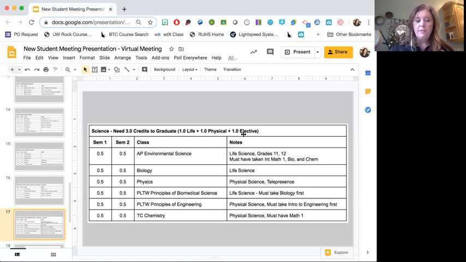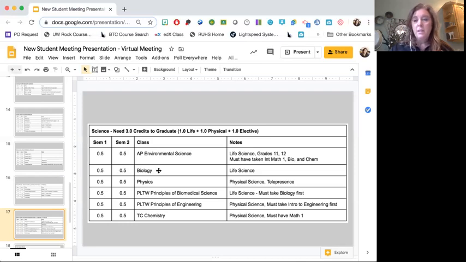So some of our offerings are AP Environmental Science. That is a year-long class. It is an AP class, which means you take an exam at the end in order to earn college credit. AP Environmental is a life science and can only be taken in grades 11 and 12. You also need to make sure that you've taken and passed Math 1, Biology, and Chemistry prior to taking AP Environmental Science.